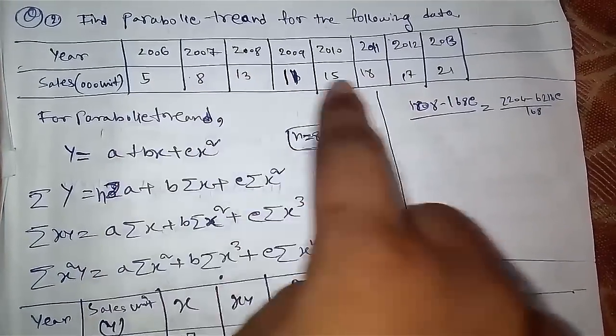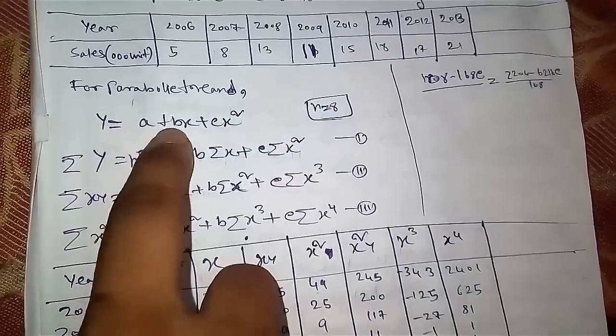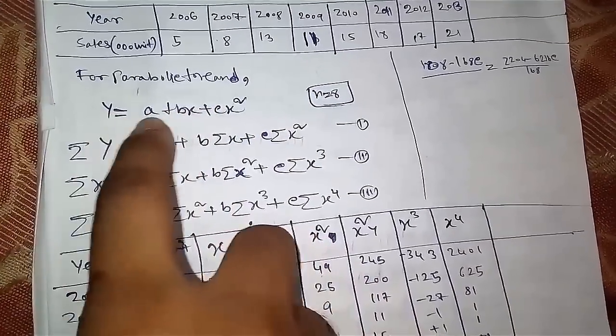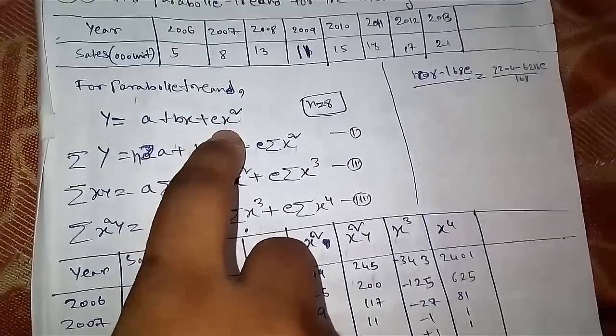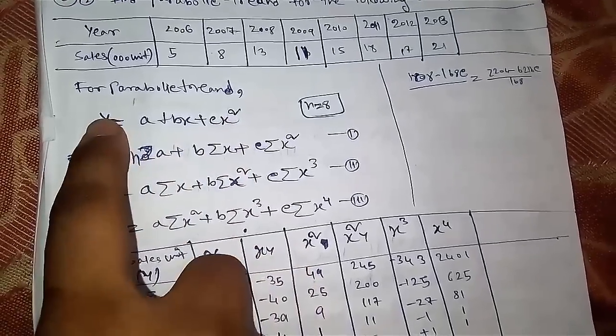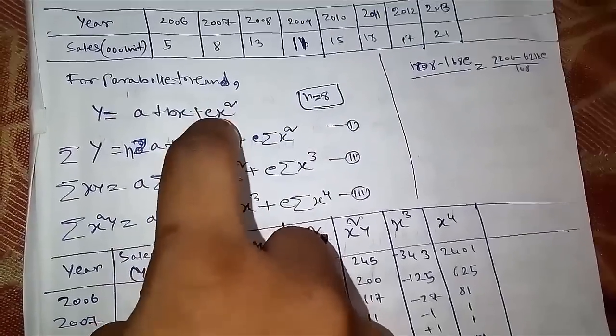This is the parabolic trend. Now we know the parabolic trend equation is y is equal to a plus bx plus cx square. For solving this equation, there are three variables, a, b, and c. So we have to find these three parameters. Then we can find the value of y when we know the value of x.